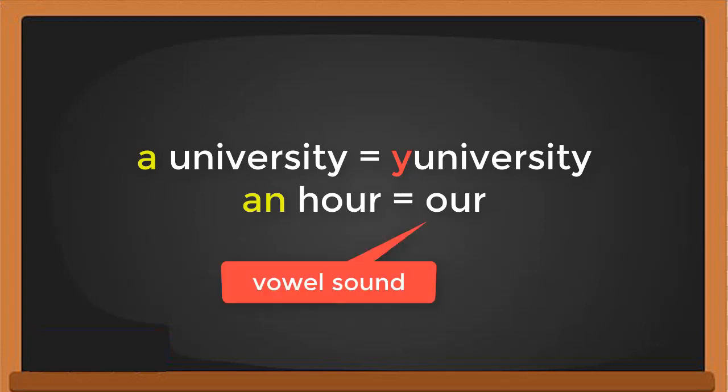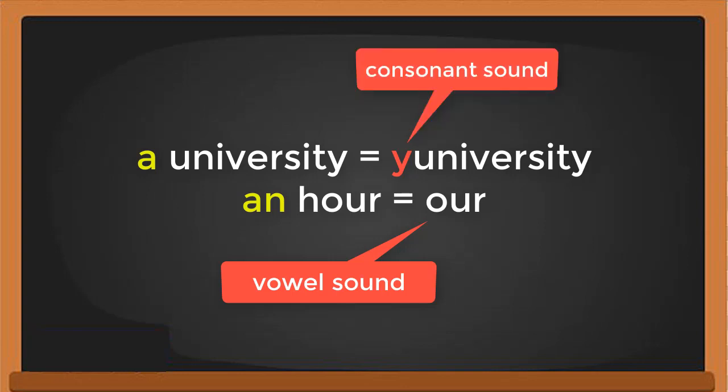Because hour begins with a vowel sound, O. University begins with a consonant sound, so we use a. Hour begins with a vowel sound, so we use an. So, a university, an hour. Remember to pay attention to the sound of the letter, not the letter itself. Okay, now let's use them in conversation.